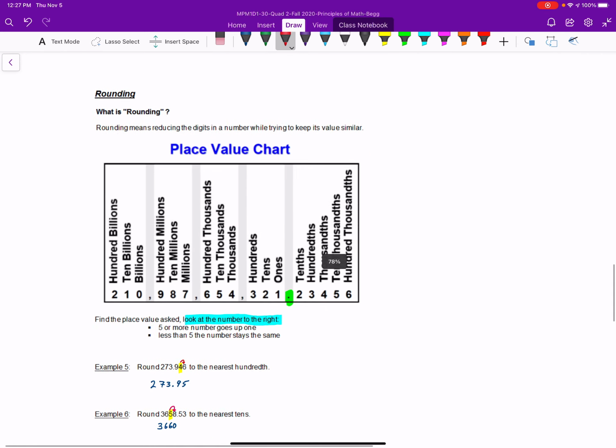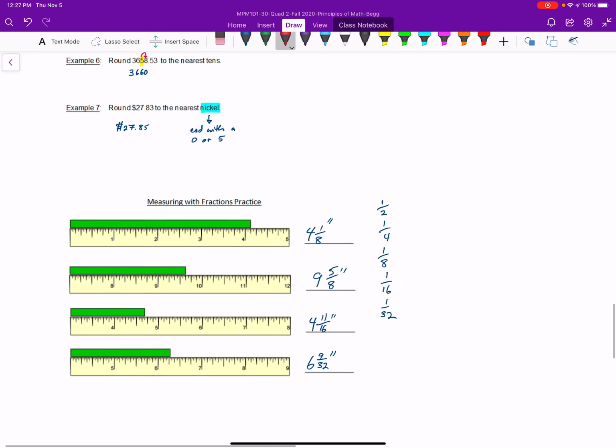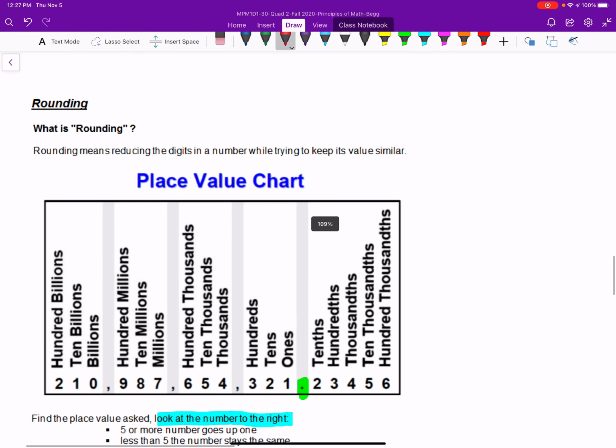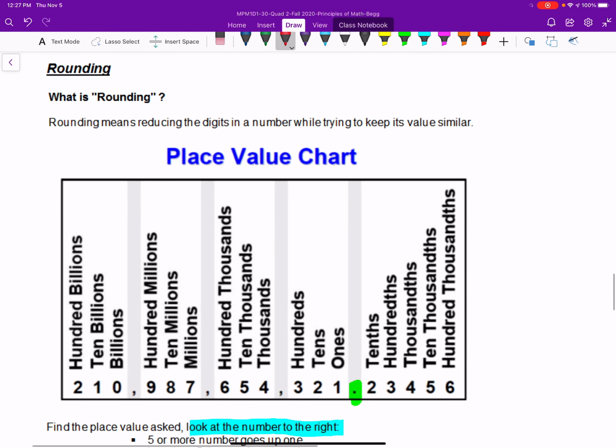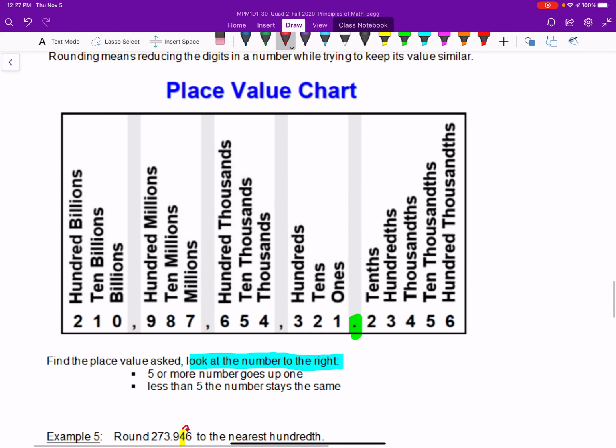What do we have here? Looks like we have a little bit more. Sorry, I forgot that we have rounding on this one as well. So quickly, rounding. Rounding means reducing the digits in a number while trying to keep its value similar.